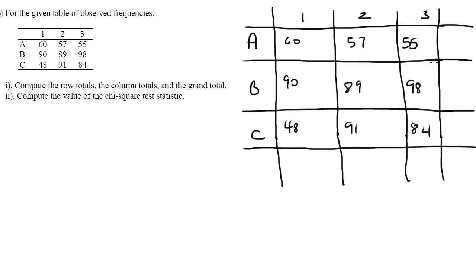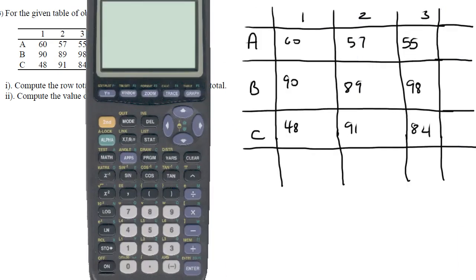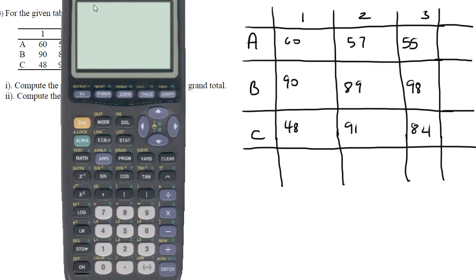So, first thing we're asked to do, compute the row totals. Here's my rows. I need the totals for the rows. Column totals. I need the totals for the columns, and I need the grand total. Let's use green. So I'm going to add up these rows to get my row totals, add up the columns to get my column totals, etc. Let's turn this thing on.